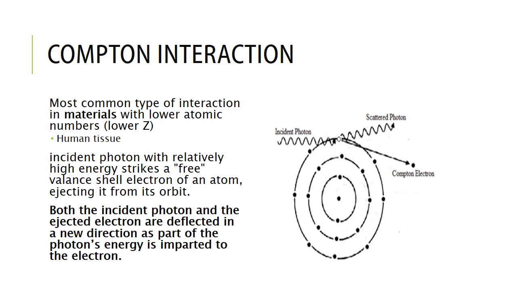And third, the photoelectric effect increases strongly with the atomic number of the material. So again, Compton interactions mostly occur in materials that have low atomic numbers, like human tissue. But the photoelectric effect predominates whenever the atomic number of the medium is increased. So the probability for Compton interactions is independent of the medium's atomic number.